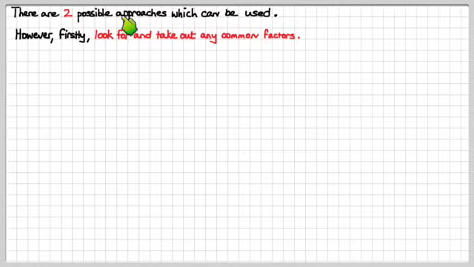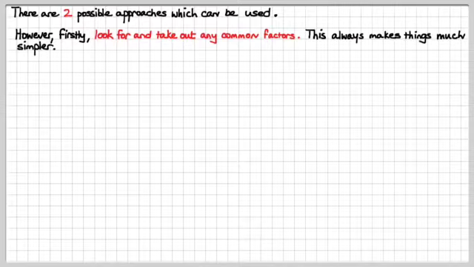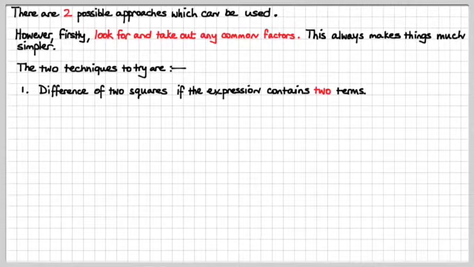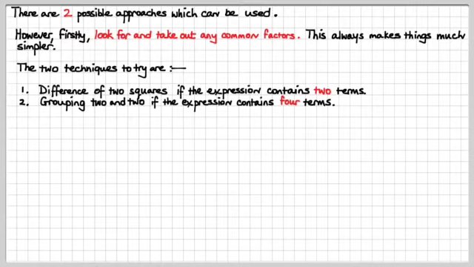So yes, there are 2 possible approaches which can be used, but firstly, always, guys, always look for the common factor and take out any common factors, because that makes things much, much easier if you do that, always, okay? The 2 techniques to try are, first of all, the difference of 2 squares, if the expression contains 2 terms, and particularly if they are squared terms. Now you'll see in a moment how easy it is. And the second technique is grouping 2 by 2 if the expression contains 4 terms.